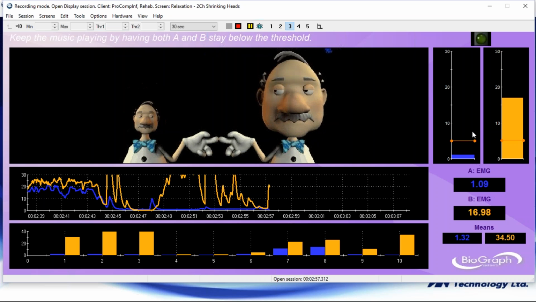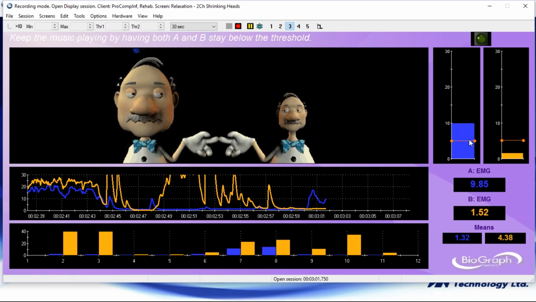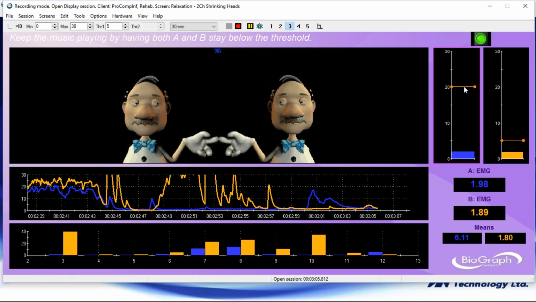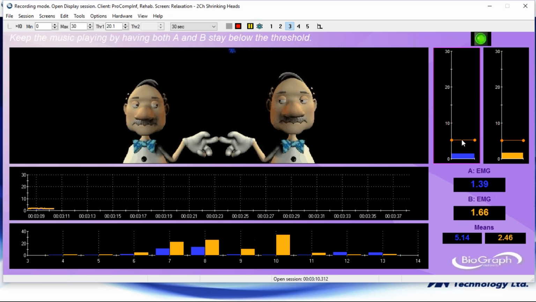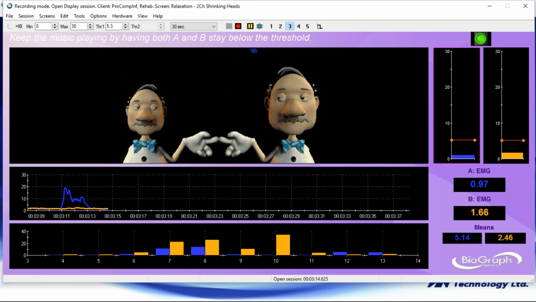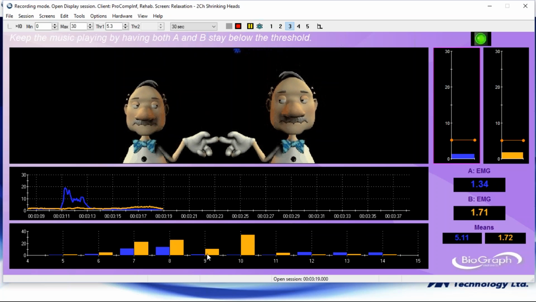Another thing is we have dual thresholds. What the research tells us is that a relaxed muscle is below 5, but you can set it to gradually go down. So you're able to control the threshold so that the client's working towards something attainable all of the time. The other thing that's new on this one is our epoch graphs. It gives us a trend of what's going on over time.